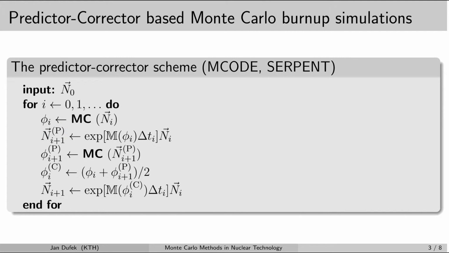This vector is then used to obtain the predictor flux. After that, the beginning of step flux and the predictor flux are combined together. We calculate the average value and we call it the corrector flux. The corrector flux is then used to redeplete the system over the whole time step again. So finally we obtain our nuclide field vector at the end of the time step, and this cycle will repeat until we cover the required time period.